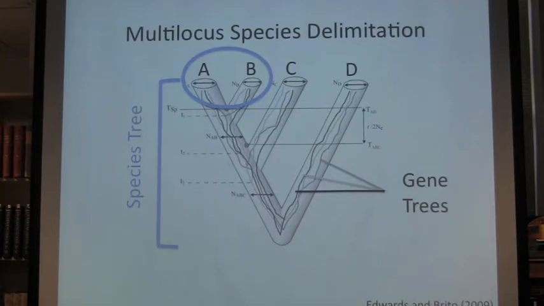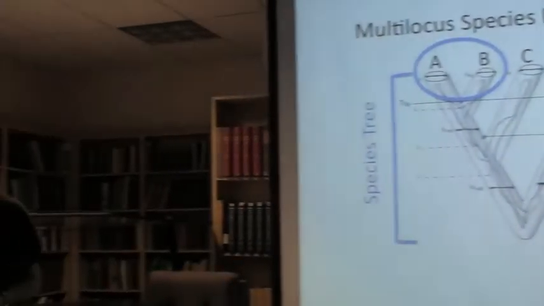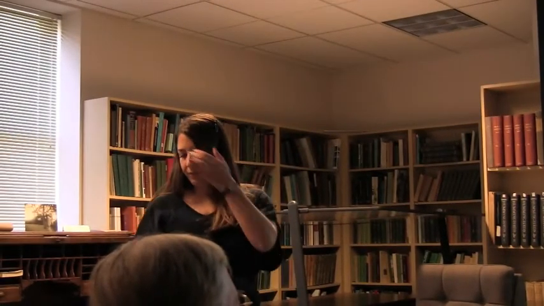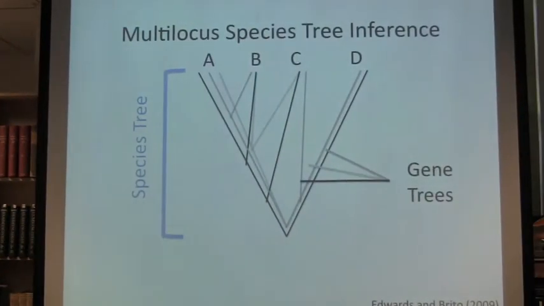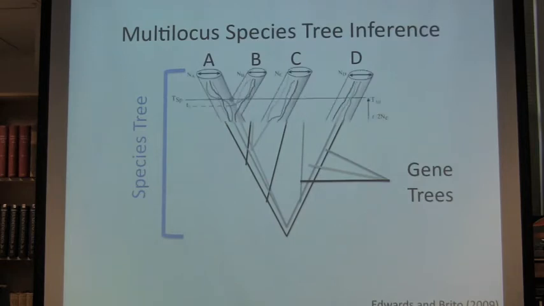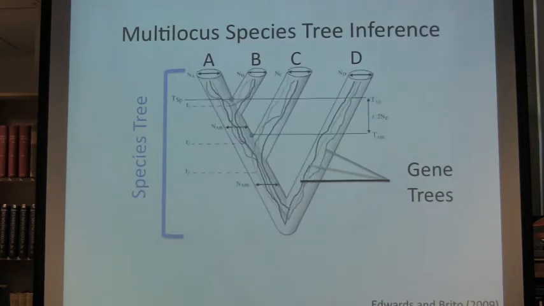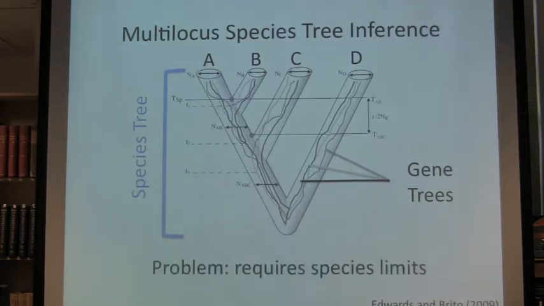The problem here is that we need to know that A and B are sisters, so we need to know a guide tree. So how do we get a guide tree from multilocus sequence data? Well, if we again start with our independently evolving gene trees, we can lump the terminals of these gene trees into putative species A, B, C, and D again. We can infer the species tree on top of that. The problem here is that we need to know our species groupings before we can do this inference process.